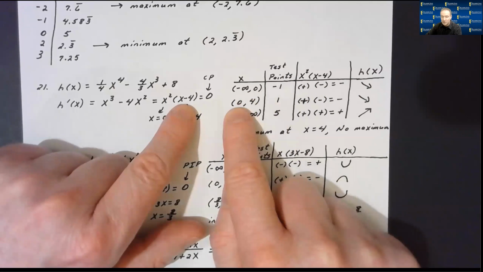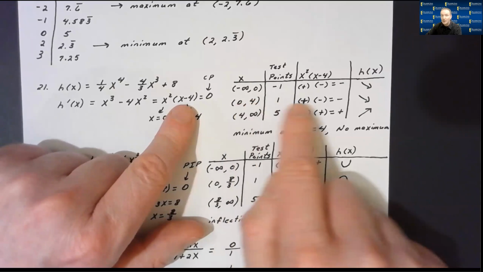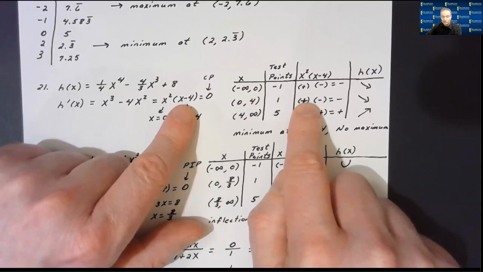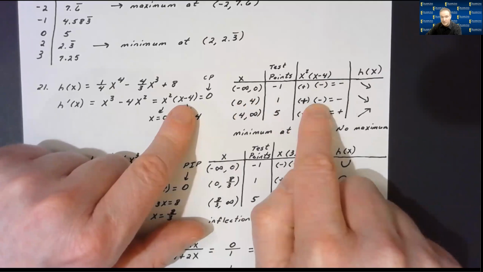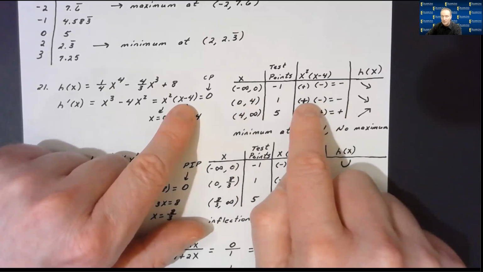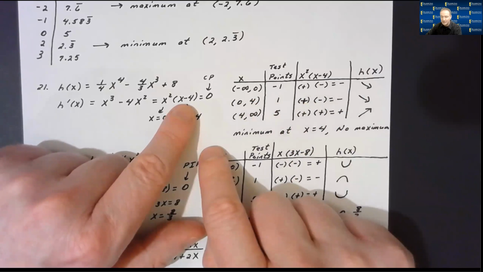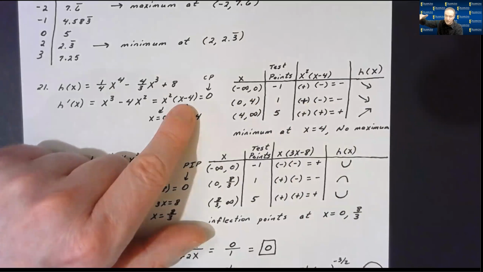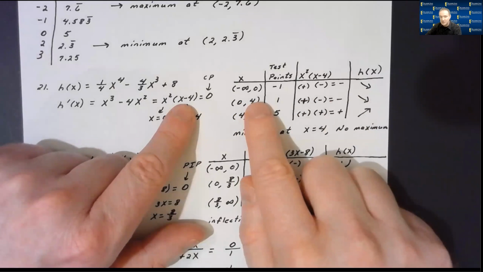Now, what about my next region? Well, I'm using a 1 to represent the values between 0 and 4. When I plug a 1 into the first factor, still positive. When I plug a 1 into the second factor, 1 minus 4, still negative. So nothing changed at this critical point at 0. The derivative was negative before 0. The derivative is still negative after 0. And I can say, well, h of x is still decreasing. This is going to be a function that decreased before 0 and decreased after 0. And then it's going to continue to decrease probably until I get to this critical point at 4.